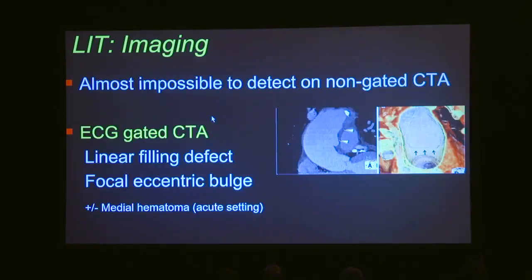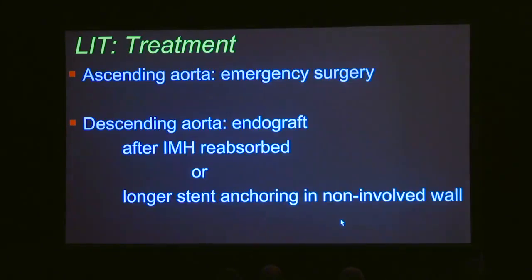It's very difficult to see on non-gated CTA, and this is a nice example of a limited intimal tear. You can see on the 3D reconstruction, there's a little defect in the intima there, and there's then bulging out of the wall of the aorta with no dissection into the adventitial layers. Often you may see a small associated intramural hematoma. The treatment, if the ascending aorta is involved, is emergency surgery, and for the descending aorta, endovascular therapies could be considered.